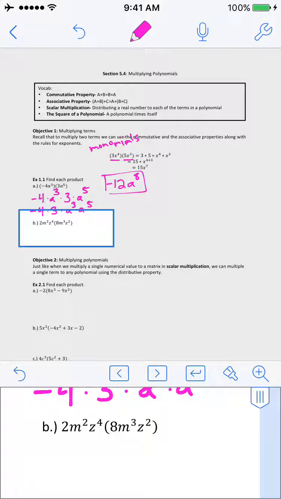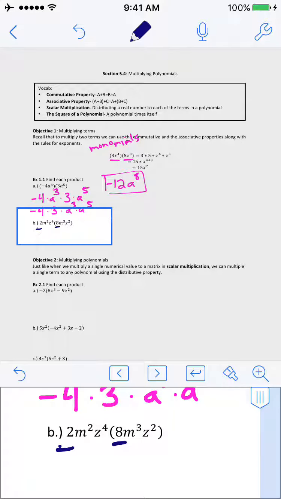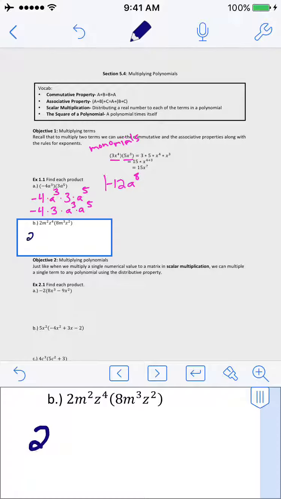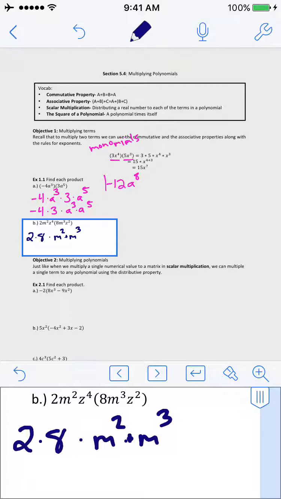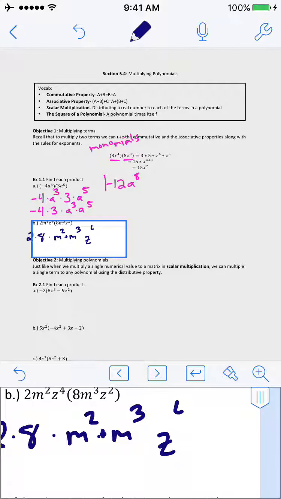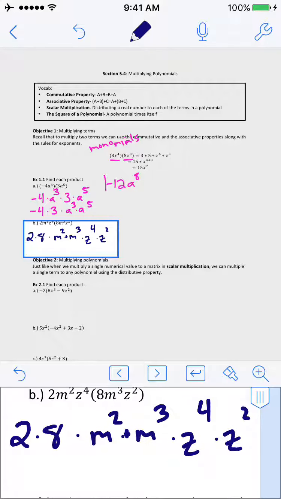Alright, so I hope you've had a chance to try this one out. But let's do it together. So I've got some numbers, I've got some m's, and I've got some z's. So let's rearrange it, right? We've got 2 times 8, put the numbers together, times m squared times m cubed. That's just a multiplication sign in the middle there. And then on the end we've got z to the fourth and z squared. And they're still all being multiplied. Notice that when I rearrange them, I'm still multiplying everything together. Things don't just suddenly change to addition or subtraction or anything like that.